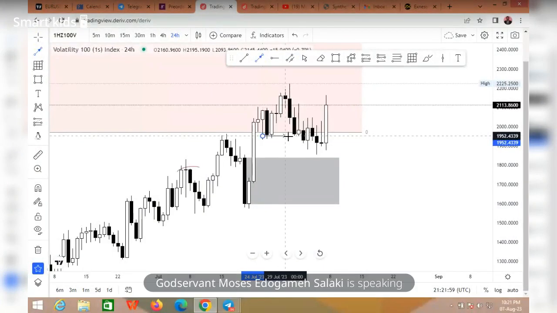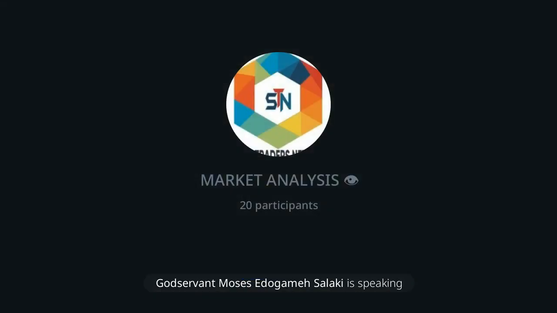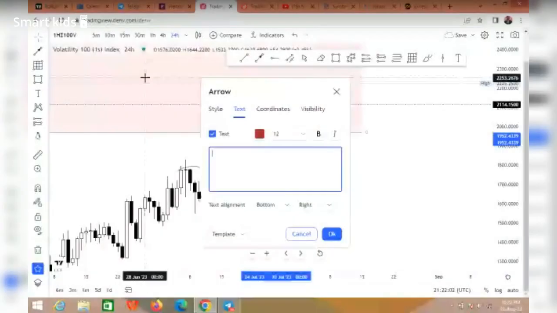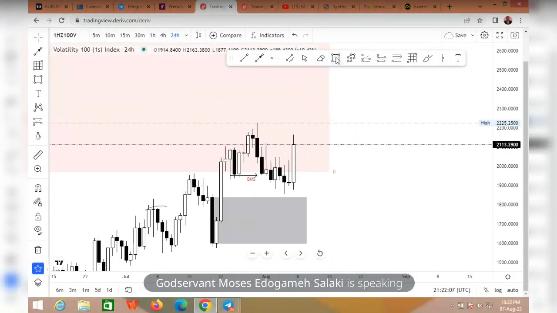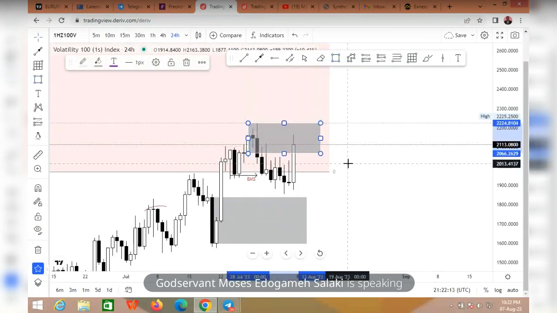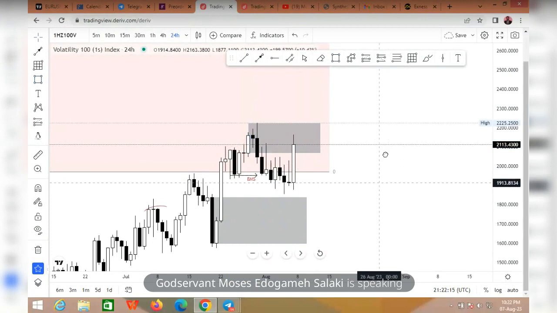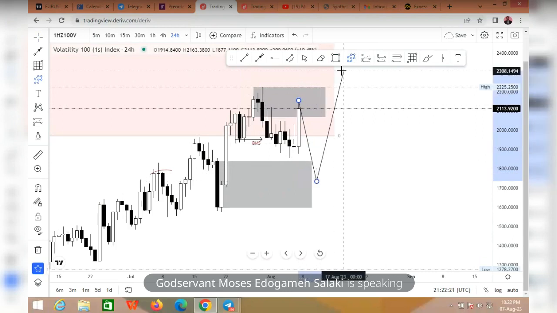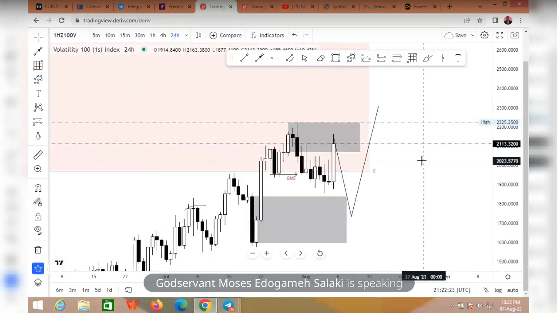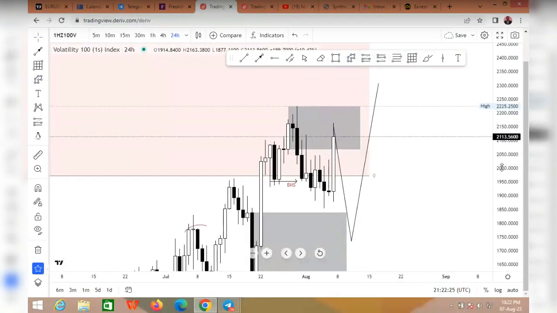This is daily. So this is a valid BMS. As price broke this structure, what we're expecting is that price should give us a sell entry here. Maybe we can sell down from here to this zone and then continue to buy up. That's what I'm looking at.